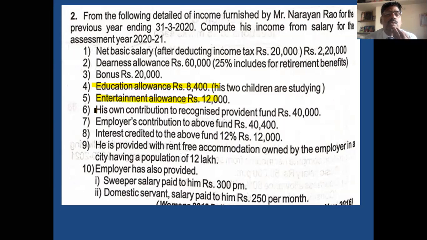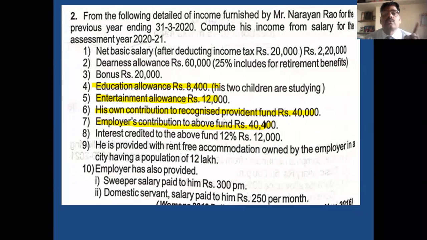Then his contribution to recognized provident fund is 40,000. His contribution means employee contribution. Employee contribution is not applicable in calculation of salary. It is applicable in calculation of deduction. Then employer contribution to the above fund is 40,400. 40,400 is the contribution made by the employer regarding recognized provident fund.